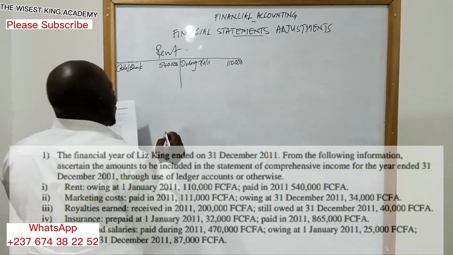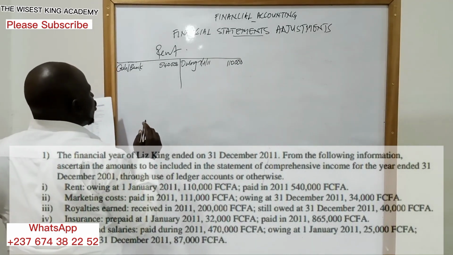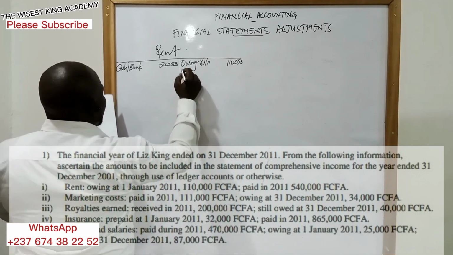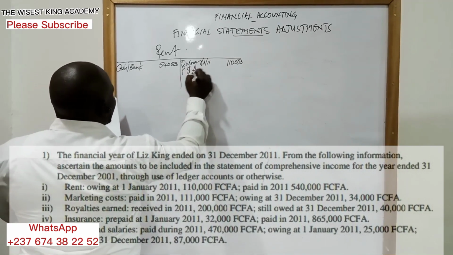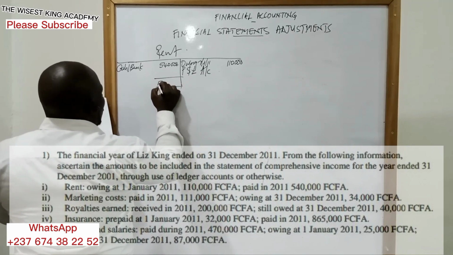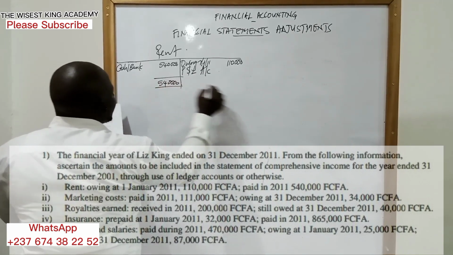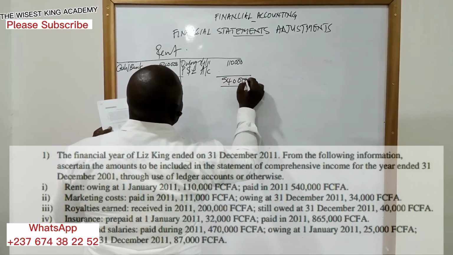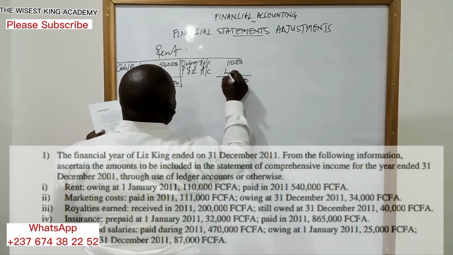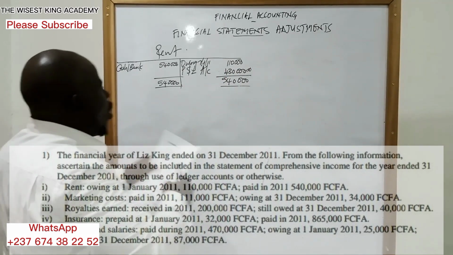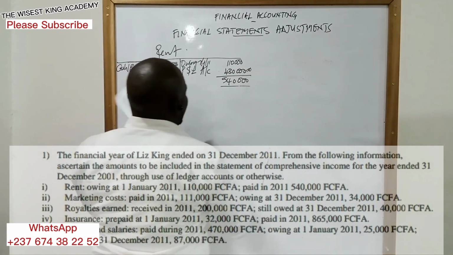540,000. Now they are asking for the amount of the expense due in the period. So what should be taken to the profit and loss account for this expense? That was also 540,000. So if we subtract, we are going to have 430,000. That is the value of rent for the period.